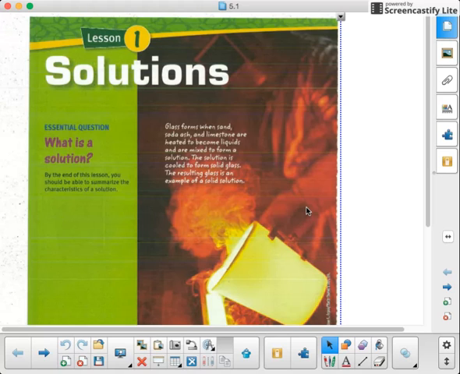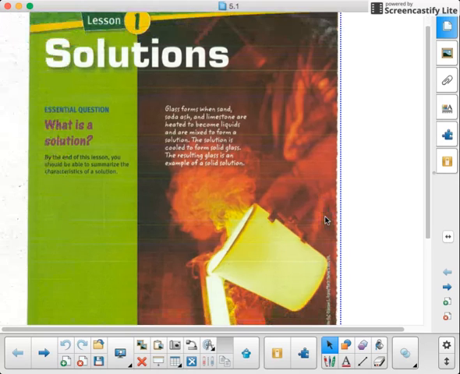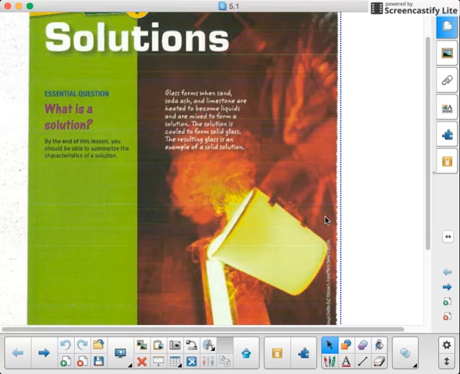Great. The essential question for this lesson is, what is a solution? By the end of this lesson, you should be able to summarize the characteristics of a solution. So in this lesson, we'll go into greater detail about solutions and learn several new vocabulary words we can use to describe solutions. The picture here shows one example of a solution that's a solid at room temperature.